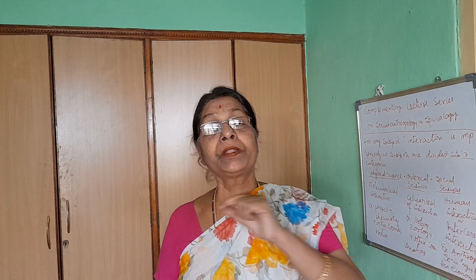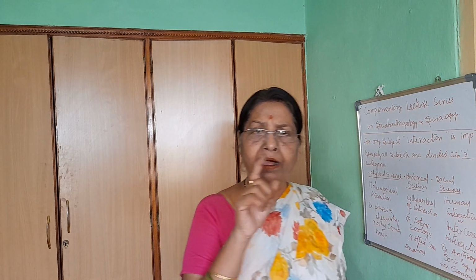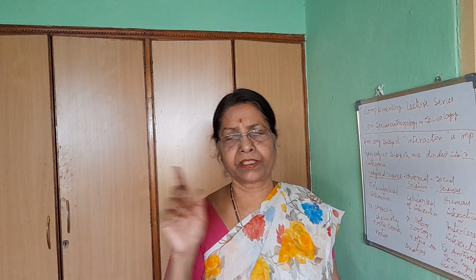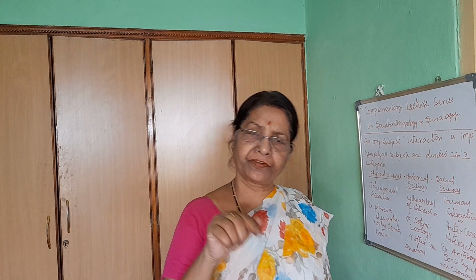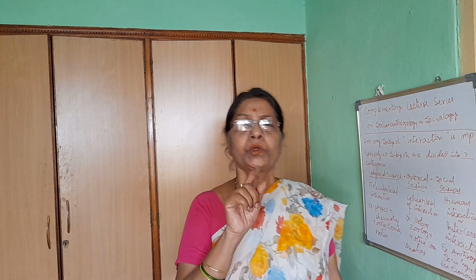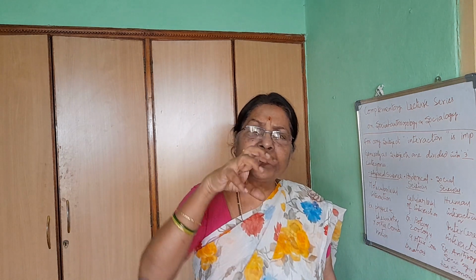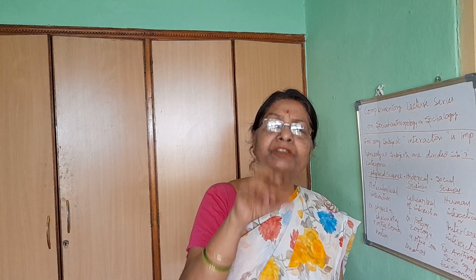There are two types of definitions. One is by Bookburner Nimkov. Another is by Tonis. What did Bookburner Nimkov tell? Total organization of social life in a specific area, or in a specified area. Total organization. The group is organized. Organized means with rules and regulations. The group is divided.